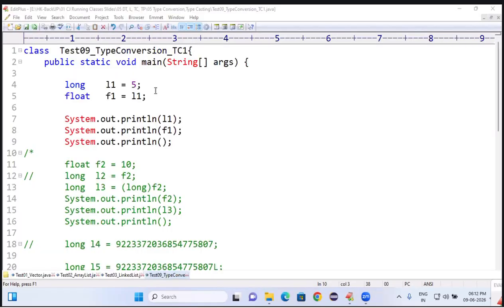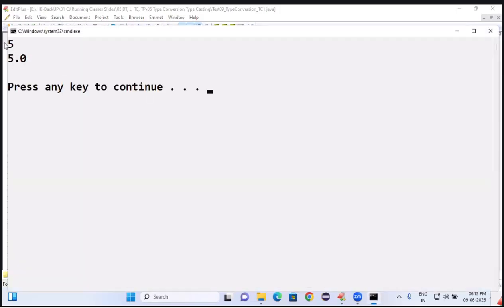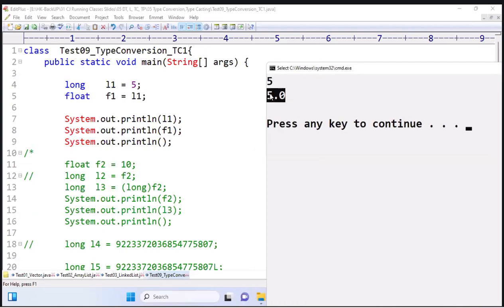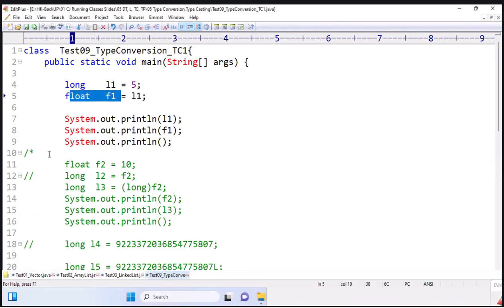Control 1, compile. Control 2, execute. What is the value of L1? 5. What is the value of F1? 5.0. Long can be assigned to float, but float cannot be assigned to long. Now look at that. Integer assigned to float allowed. Float assigning to long not allowed. With the cast operator allowed.